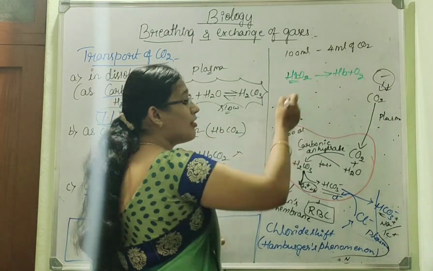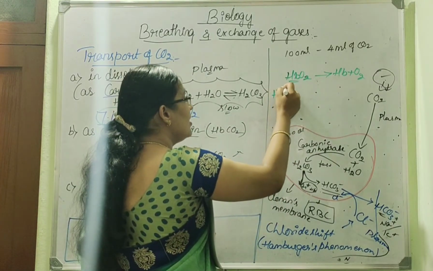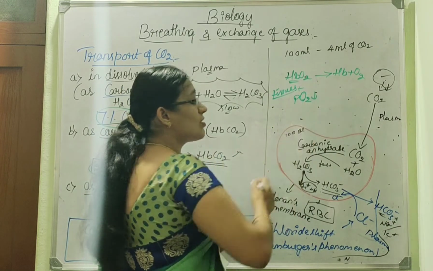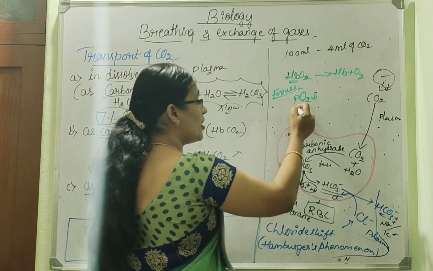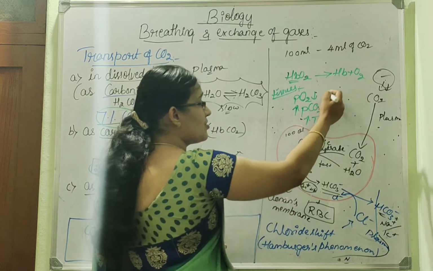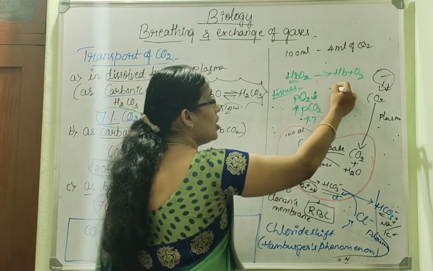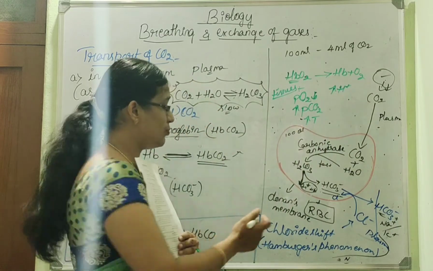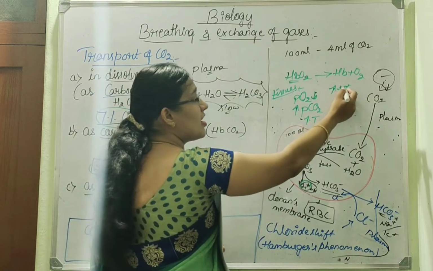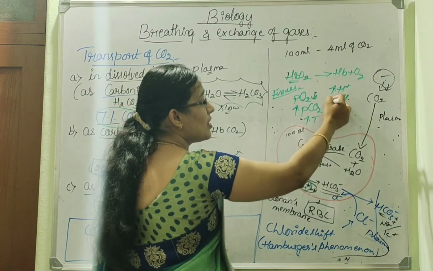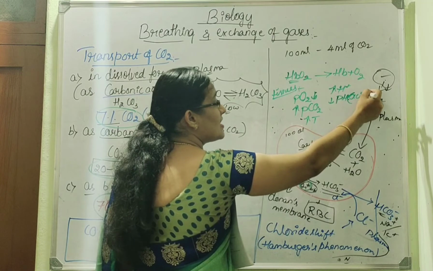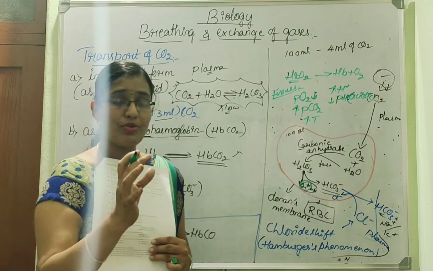Dissociation of oxyhemoglobin usually takes place at the tissues. Why? At the tissues there is a very low partial pressure of oxygen, and more PCO2 will be present, more temperature, and more H plus, that is protons, are released inside the tissues. So when more and more protons are released inside the tissues, what happens to the pH? It decreases.